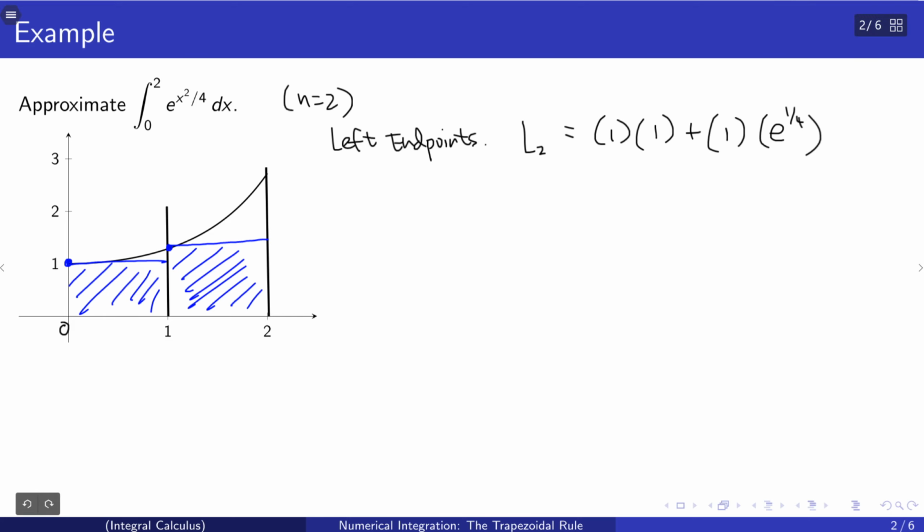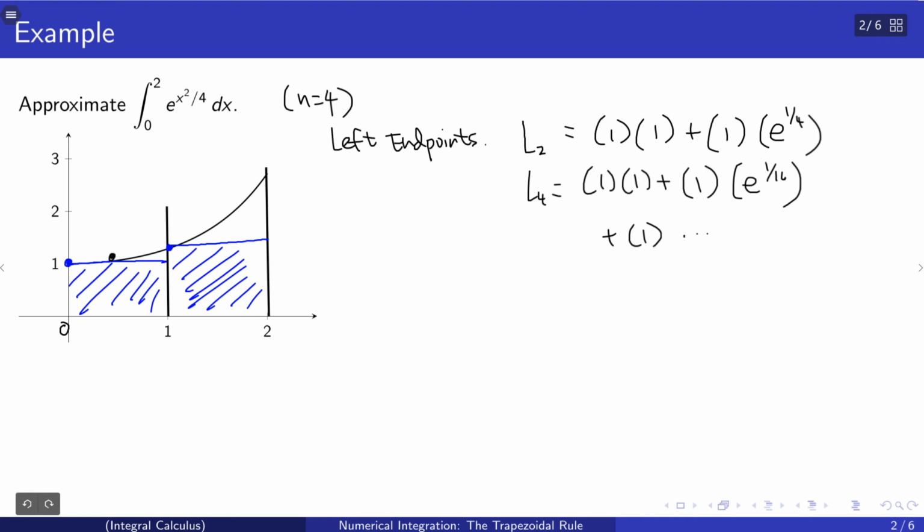And we can go a bit further. You can do n equals 4, for instance, and you'll get 1, 1, and then 1 times e to the 1 over 16 for the 0.5 endpoint, and so on. So you know how this left endpoint approximation works.